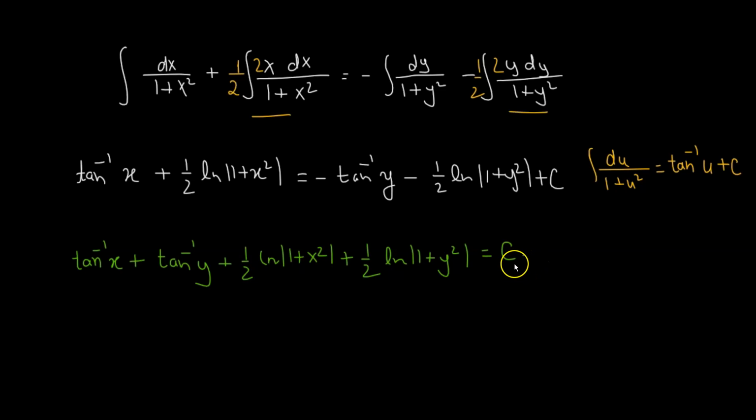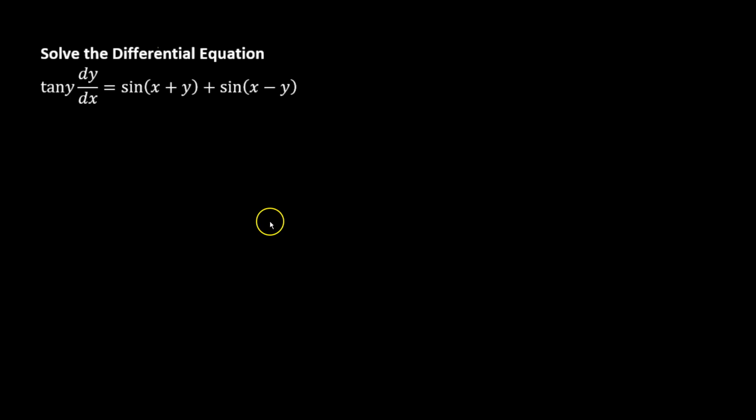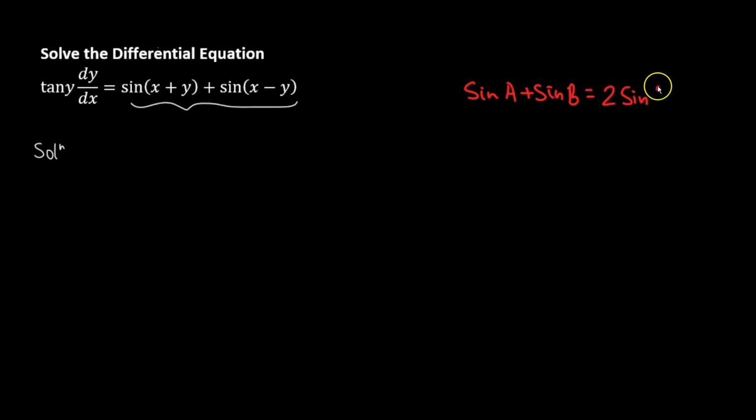So let's move on to the final problem. Here we have the differential equation given by tangent of y times dy over dx equals, so here we have this expression which is the sum of two trigonometric functions. So let's apply the formula: sine A plus sine B, the sum of trigonometric functions, equals 2 times sine of (A plus B) divided by 2 multiplied by cosine of (A minus B) over 2.